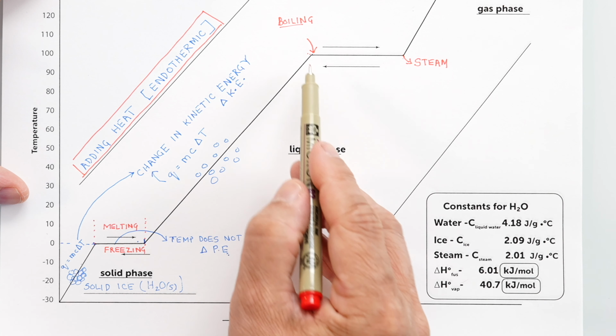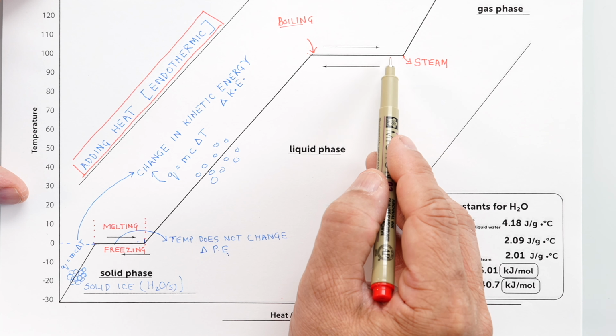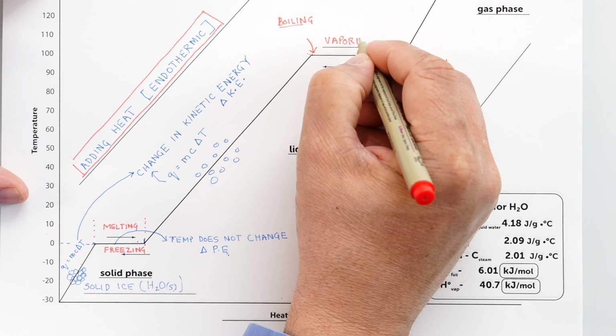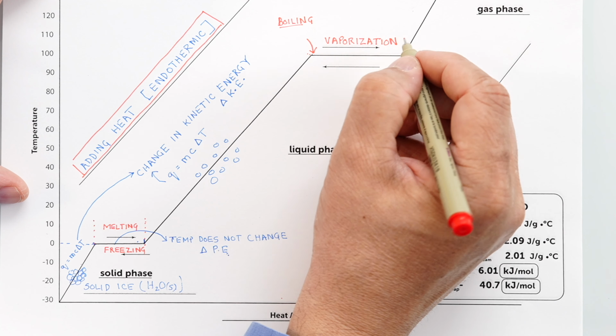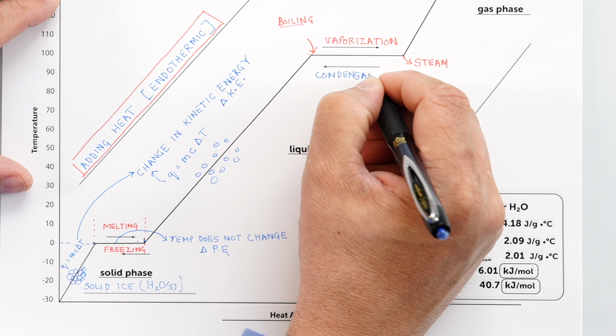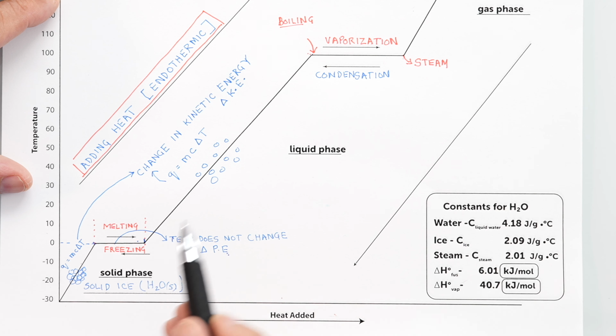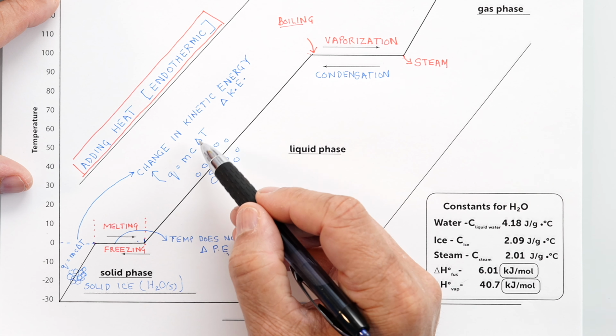Look at the x-axis. We've gone from here to here on the x-axis. So it's grabbed a lot of heat. And this is vaporization. It's becoming a vapor. It's becoming steam. And in reverse, that is called condensation. So if I asked you to calculate from here to here, you'd be using Q = mcΔT.